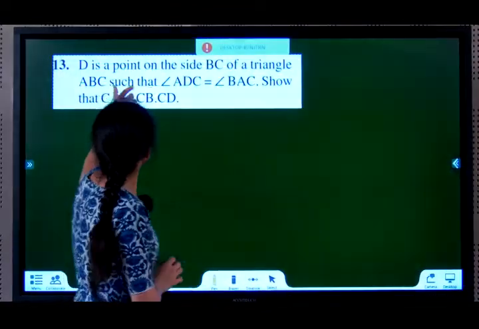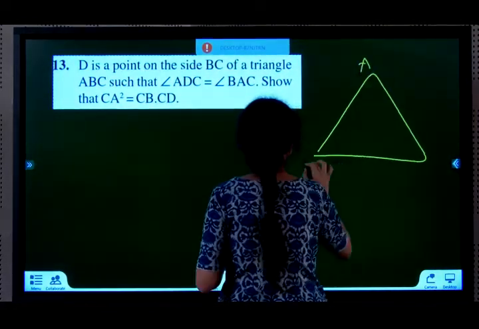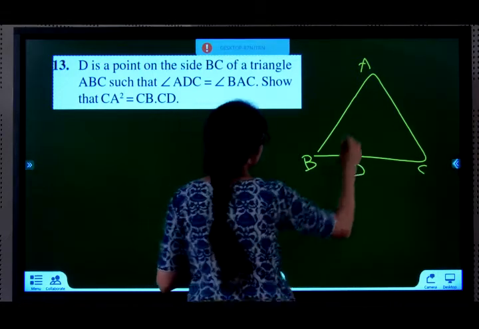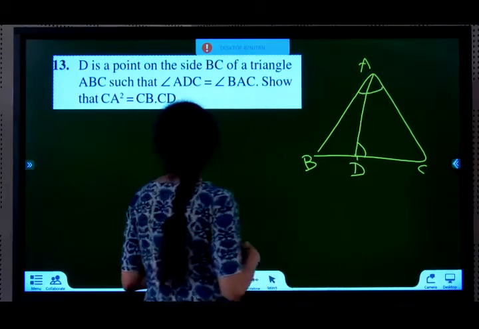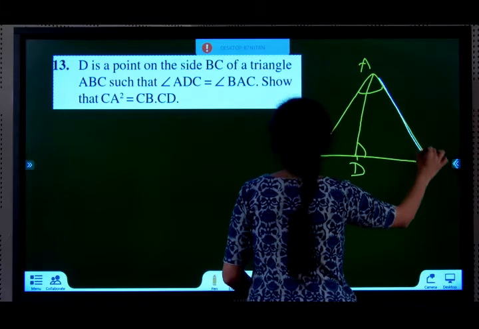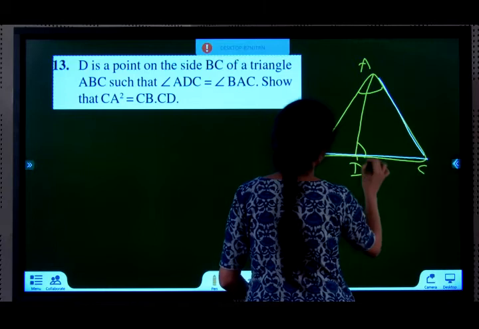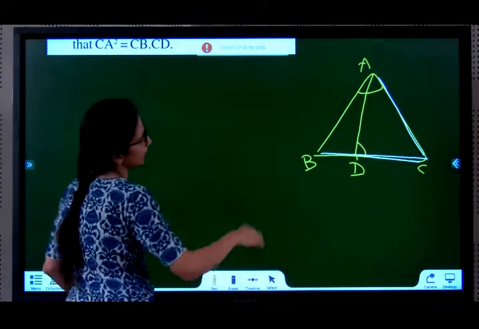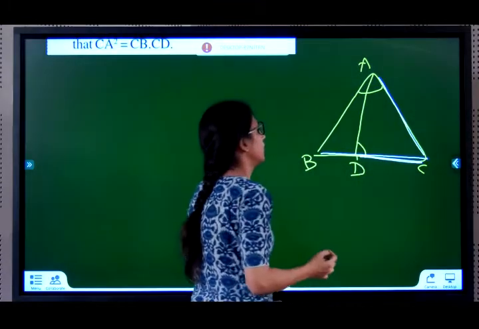D is a point on the side BC of a triangle ABC, some point D, such that angle ADC is equal to angle BAC. Show that CA square is equal to CB into CD. CB is this big triangle and CD is the small triangle. So you need to take one big triangle and the other one from the small triangle. So big triangle and small triangle, right?